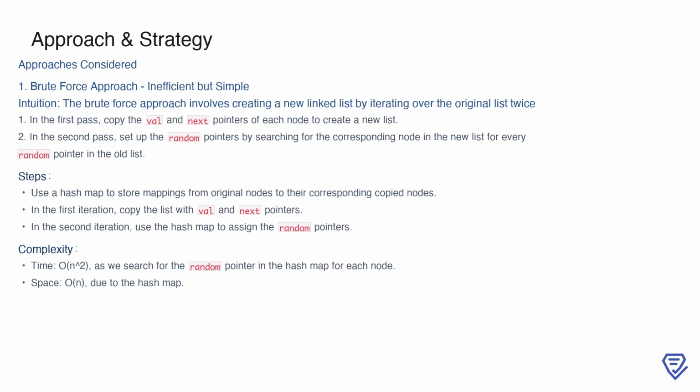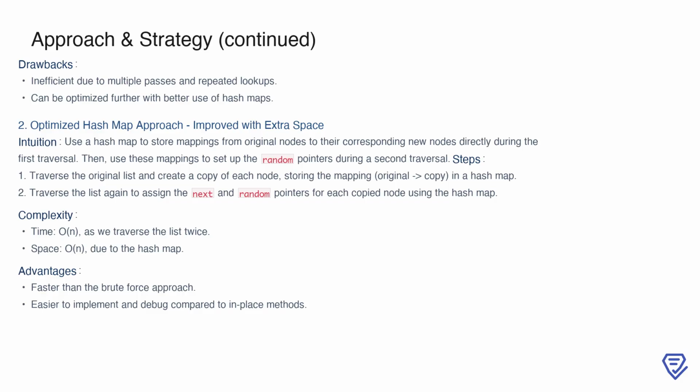This approach has a time complexity of O(n) squared, because of the repeated searches, and a space complexity of O(n) due to the hash map. While straightforward, this method is too slow for large inputs and can be greatly improved. One way to improve on the brute force approach is by using an optimized hash map strategy.